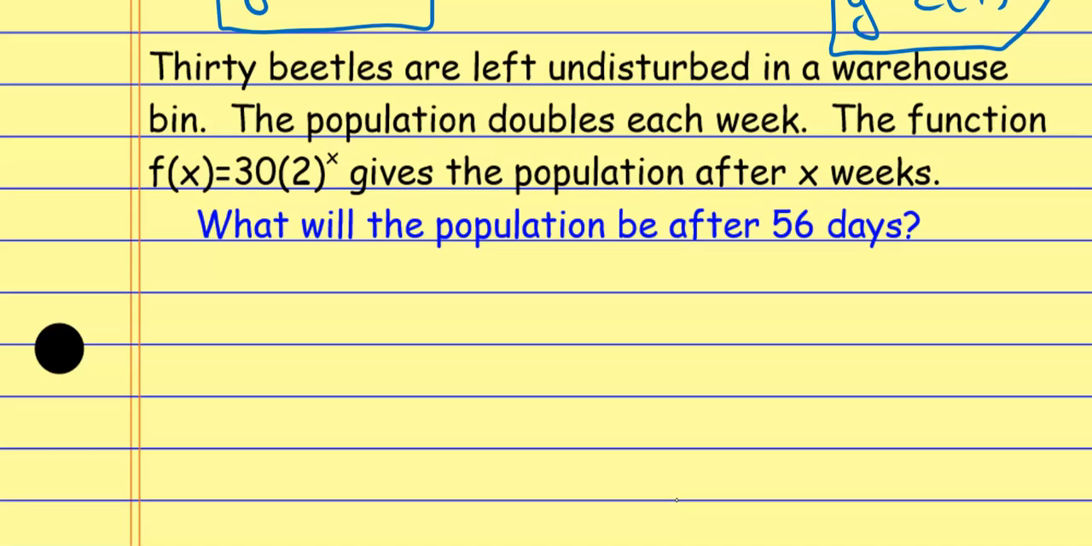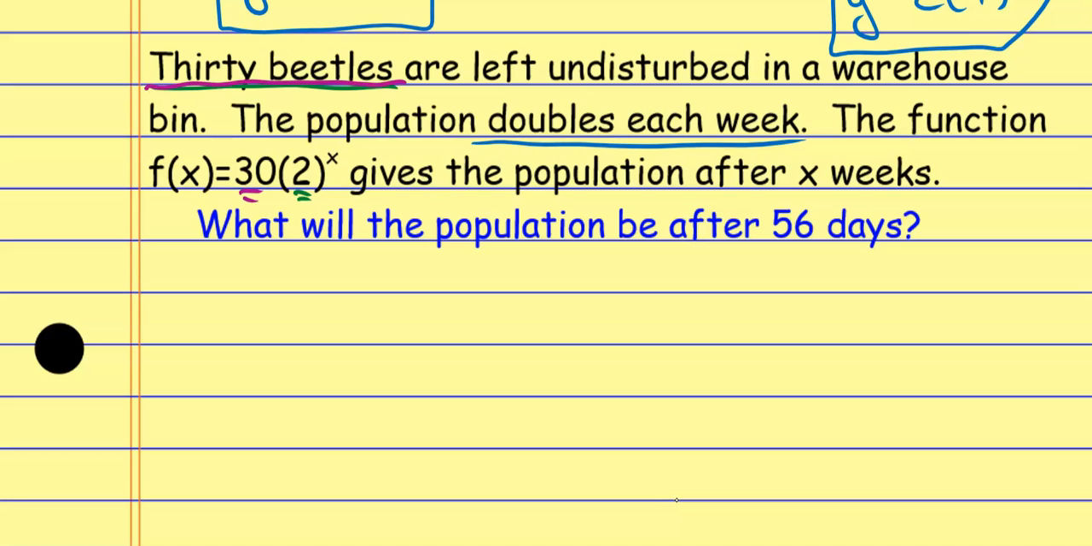The idea that we're doubling, that we're multiplying by 2 each week tells me that this thing is exponential, and it tells me that that should be my b value right here. Doubling each week, that means times 2 each week. Well, that's the multiplication. That's the b value. And then the y-intercept is like the starting value. It's where we start from. Well, that was 30 beetles. That's what we started with, so that's the a value.